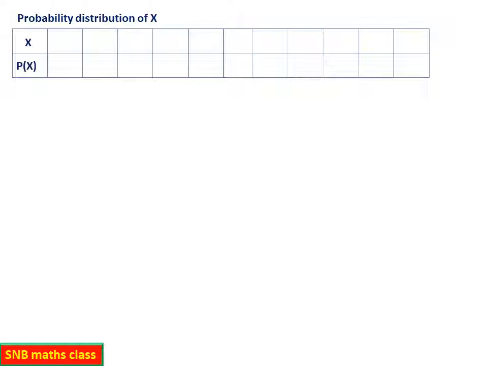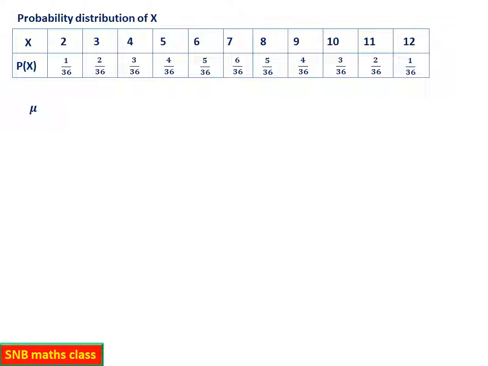So we can write like this: x and p of x: 2, 3, 4, 5, 6, 7, 8, 9, 10, 11, 12. Then the corresponding probabilities are 1 by 36, 2 by 36, 3 by 36, 4 by 36, then 5 by 36, 6 by 36, then just reverse: 5 by 36, 4 by 36, 3 by 36, 2 by 36 and 1 by 36. You can check here, when you add all the probabilities, you should get 1. You can verify that.